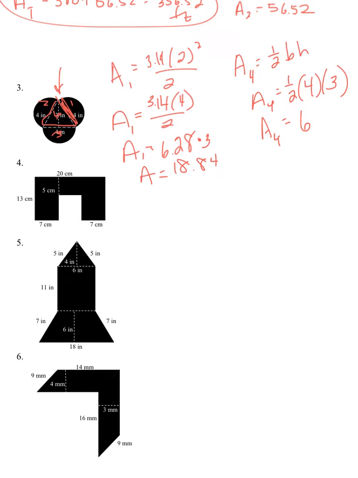So I have the area of the 3 semicircles is 18.84. I have the area of my triangle. We're going to put it all together. So the area of the total is going to be 18.84 plus 6, which is 24.84, and then my label is inches squared.